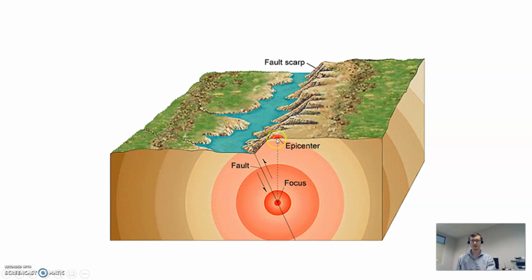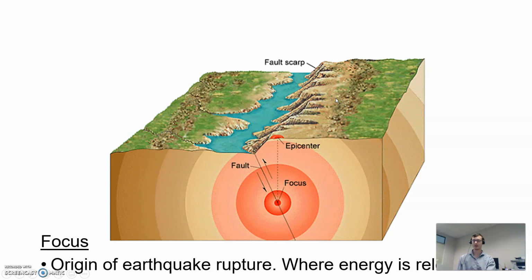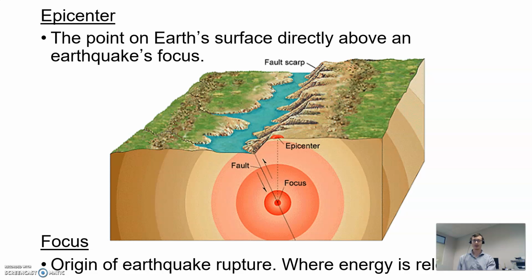And above the focus is the epicenter. This is the expression of the earthquake at the surface. And the distinction here is important. So the focus is three-dimensional. It's where the original rupture happens, which produces the earthquake, where all the energy is released from, as opposed to where that energy reaches the surface directly above the focus. This is the epicenter.